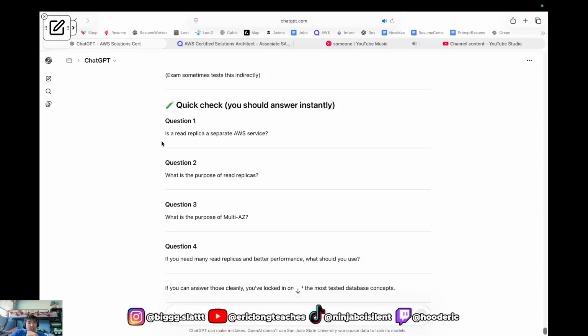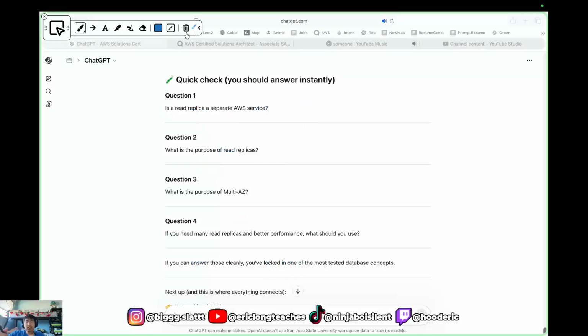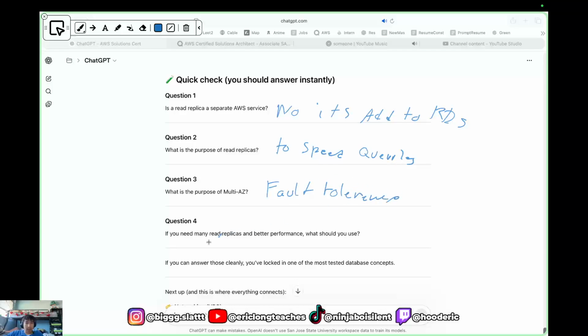Okay, let's go ahead and answer these. Is read replica a separate AWS service? No, it's added to RDS. What is the purpose of read replicas? To speed up queries. What is the purpose of Multi-AZ? For fault tolerance. If you need many read replicas and better performance, what should I use? Aurora.